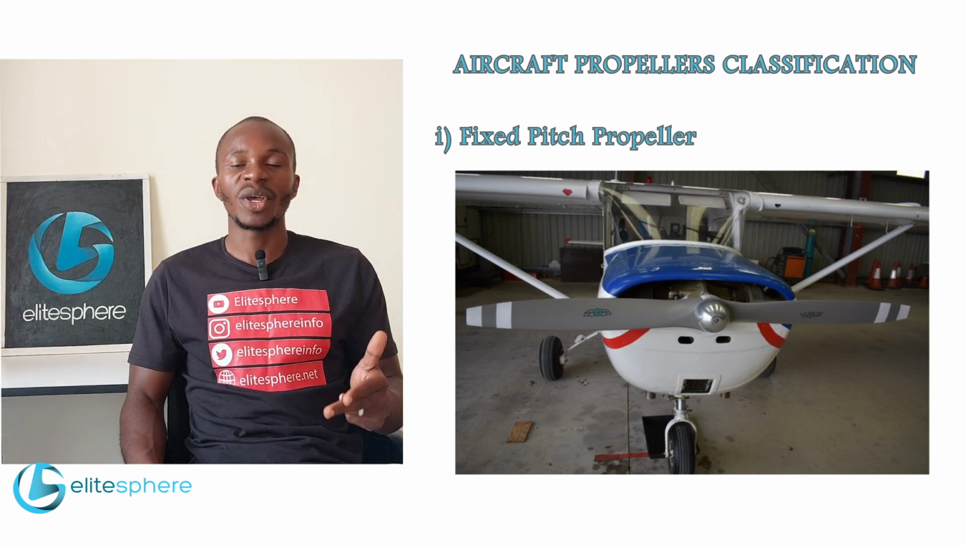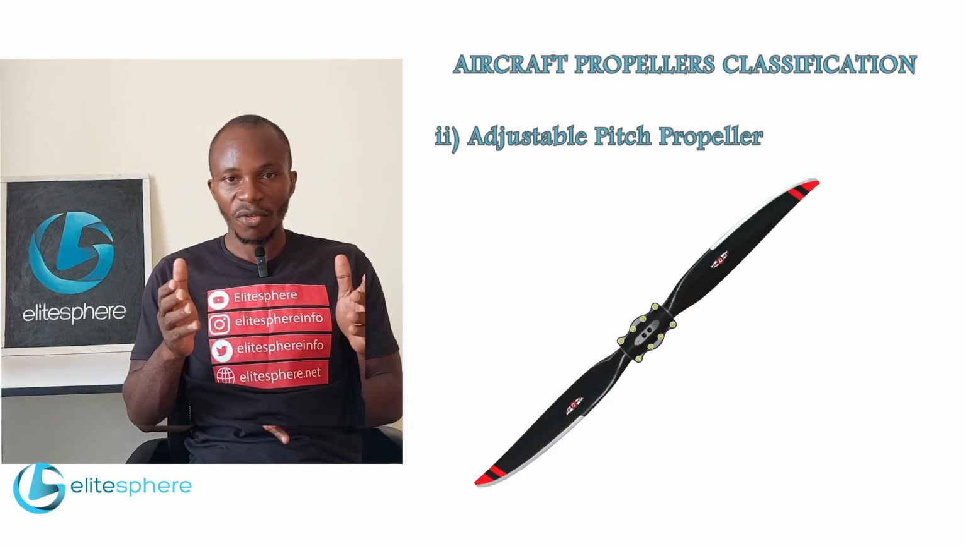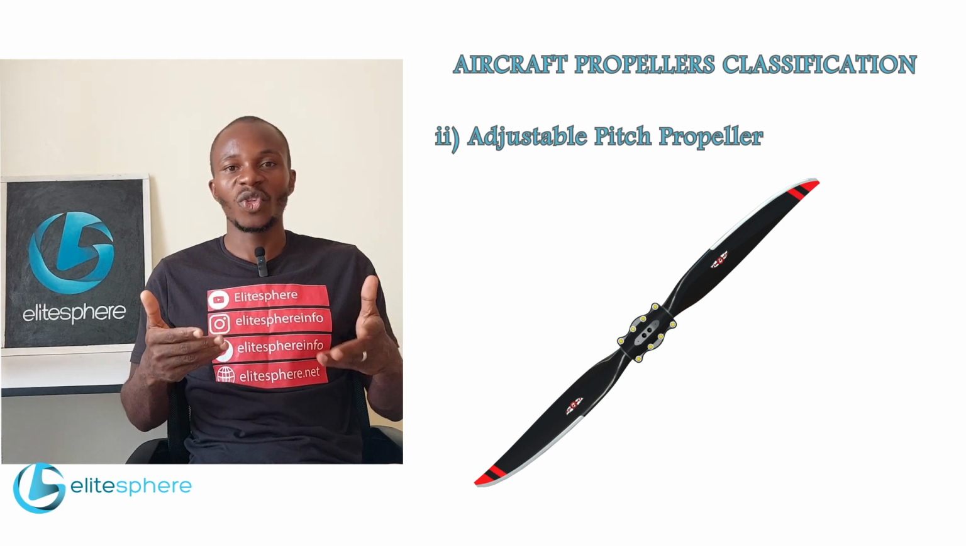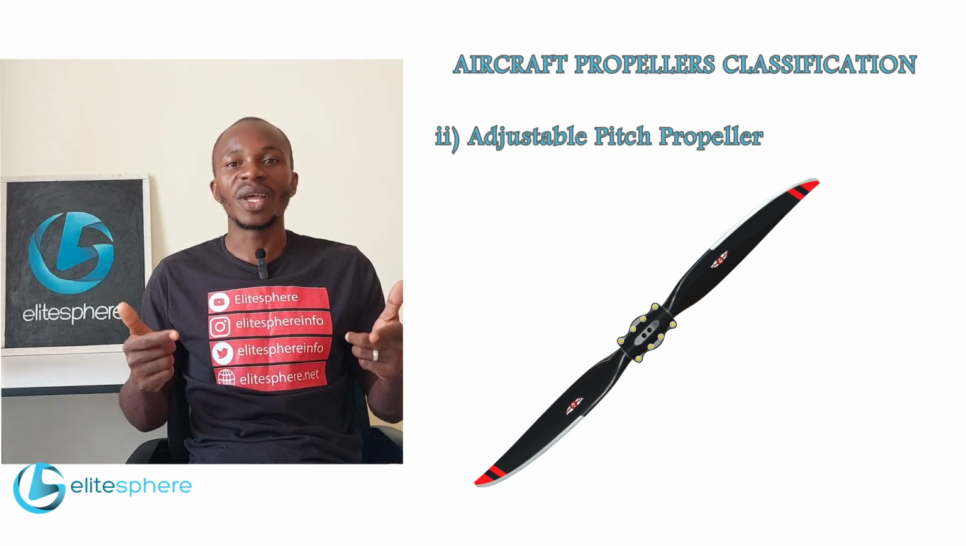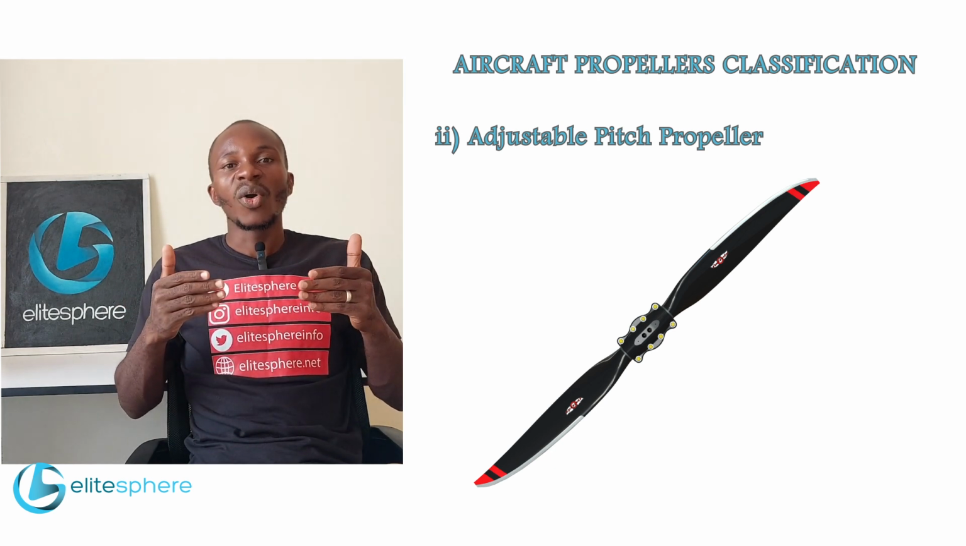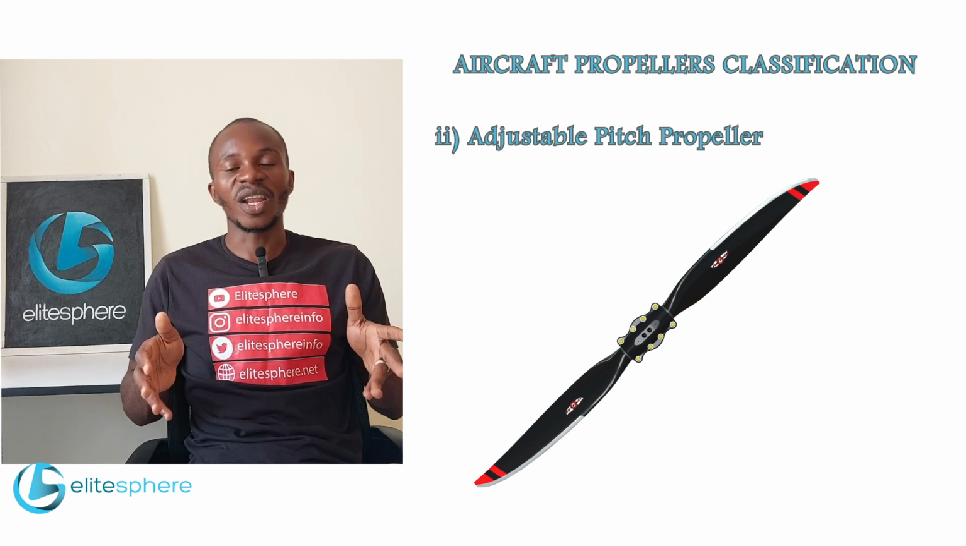The second type of propeller is the ground adjustable pitch propeller. It works like a fixed pitch propeller, but the propeller blade pitch can be adjusted only when the aircraft is on ground and the engine is not running.